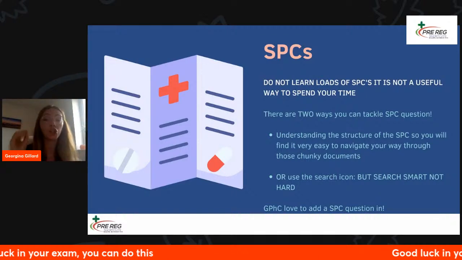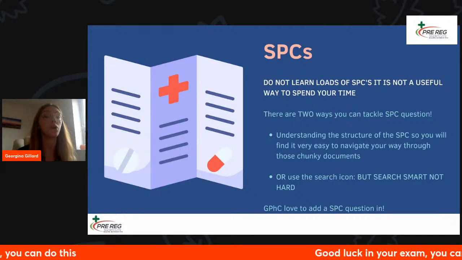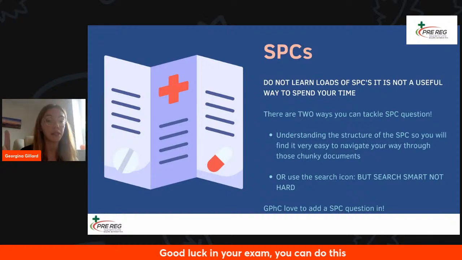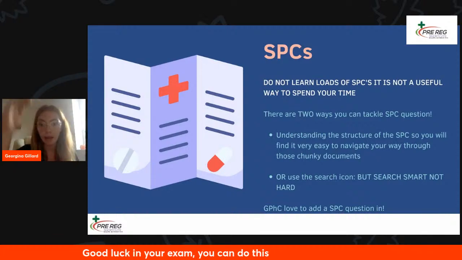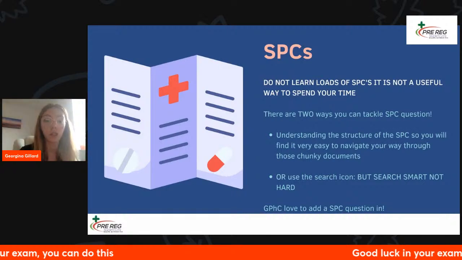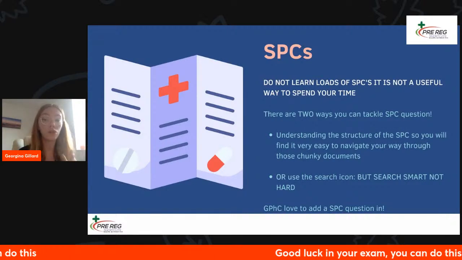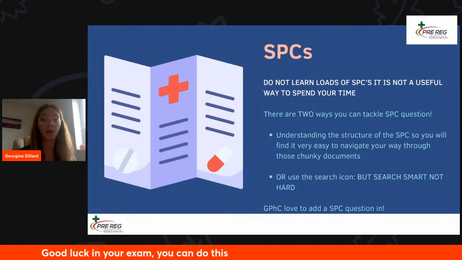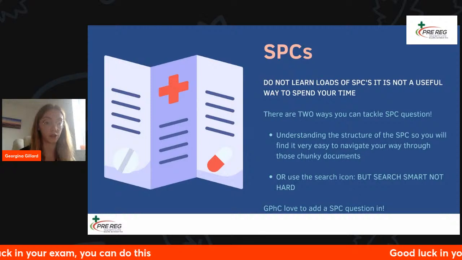Now, there are two ways in which you can tackle the SPC question. Number one is to understand the structure of the SPC, so it's very easy for you to navigate through that document, and you will understand what I mean in a moment. Or you can use the search icon. But you need to search smart, not hard.